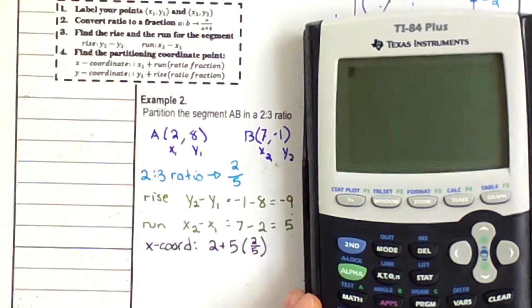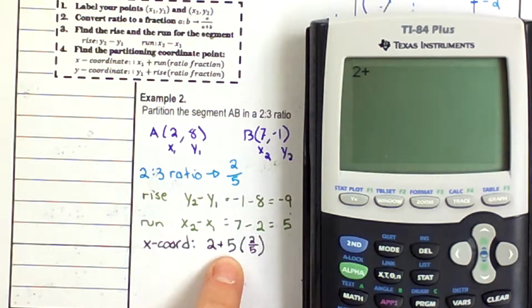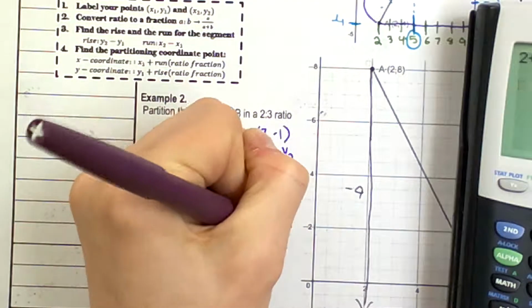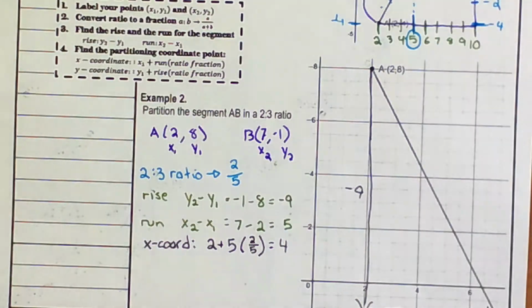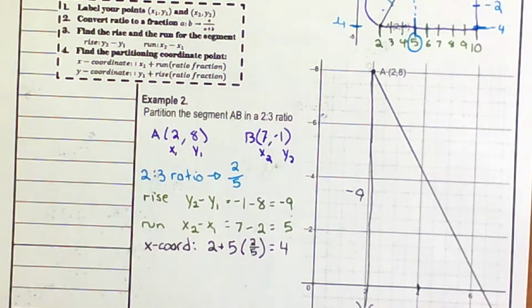Okay? And we should be able to type this whole thing in our calculator. So we've got 2 plus 5 times 2 divided by 5, and we get 4. Okay, so this equals 4. What that means is my x-coordinate is going to be a 4.